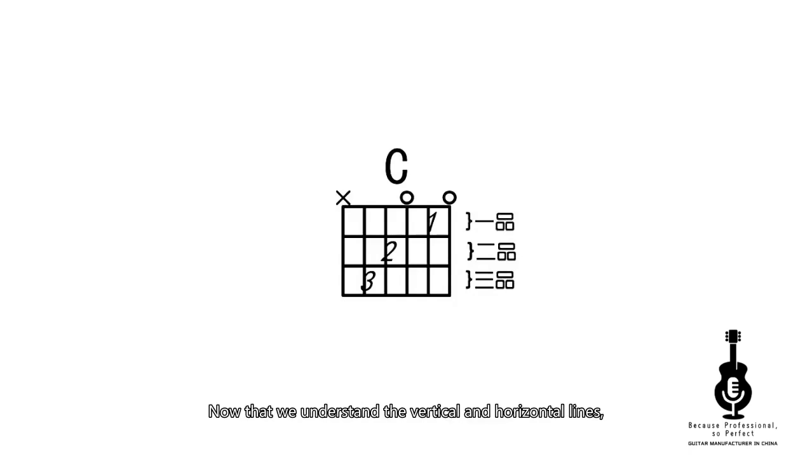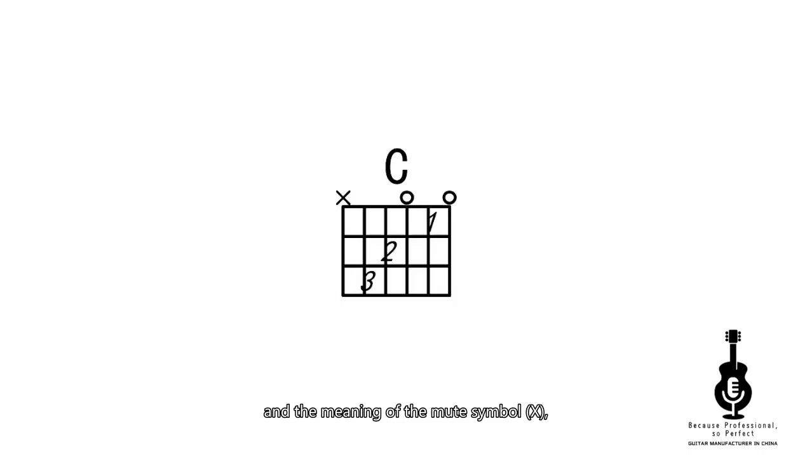Now that we understand the vertical and horizontal lines, the meaning of the letters, and the meaning of the mute symbol X, we notice there is also a circle on the first and third strings. This circle indicates a chord note. You can ignore this circle. It means the string is playable. Then we have these numbers, 1, 2, and 3. Inside this chord box are the numbers 1, 2, and 3. What do these numbers mean?